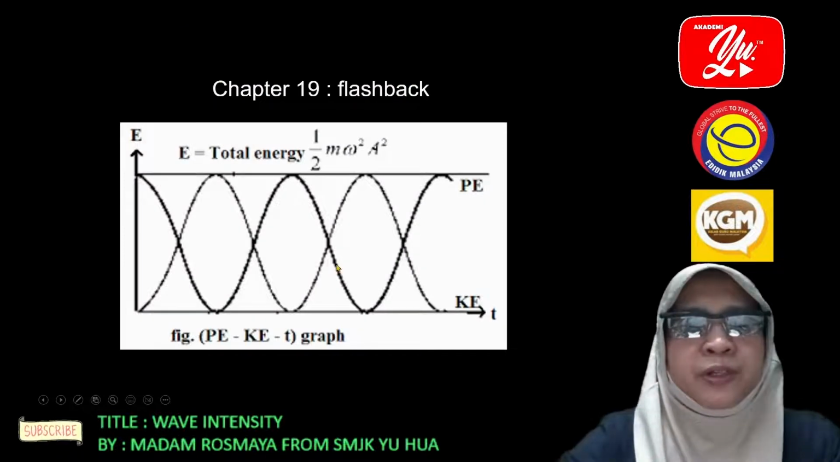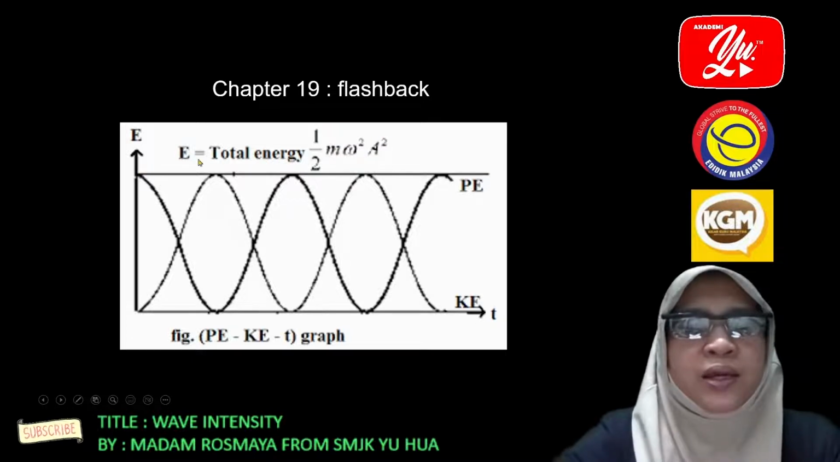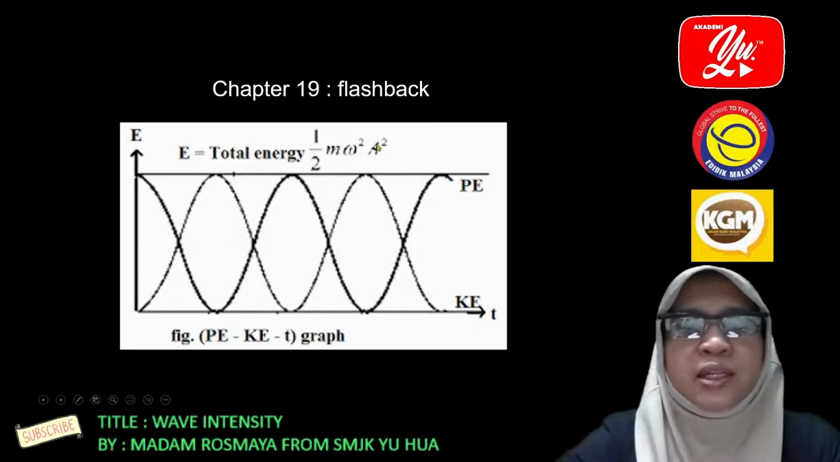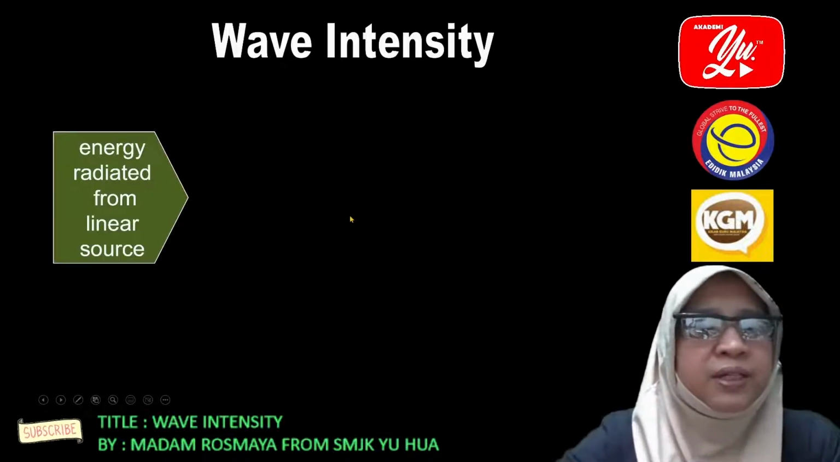From the previous lesson, the total energy of the wave is half m omega squared amplitude squared. So the total energy is directly proportional to the amplitude squared. Now, what if the energy is radiated from a linear source?